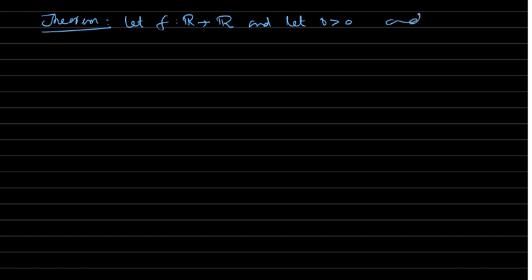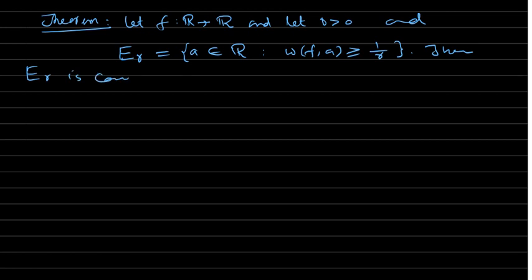And let's take this ER. ER is the set of all points A, those real numbers such that the oscillation of f at A is greater or equal to 1 divided by R. Then ER is closed. Then ER is a closed subset of R.